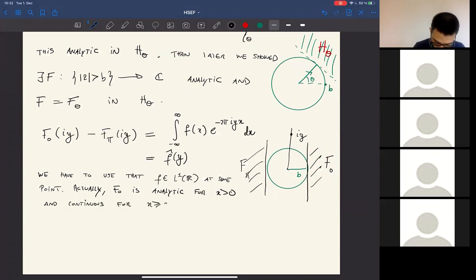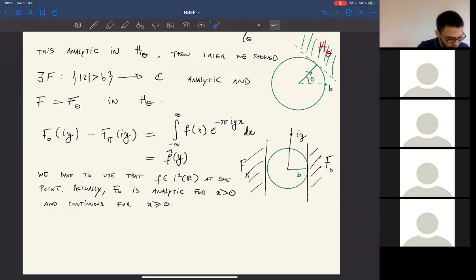For x greater or equal than zero. And analogously, f pi would be continuous for x less than zero, and analytic and continuous up to x less or equal than zero. So these two functions would meet at this point. And if I show this, then since I know that they all represent the same function outside the disk, the limit going in this direction will have to be equal to the limit going in this direction, okay?